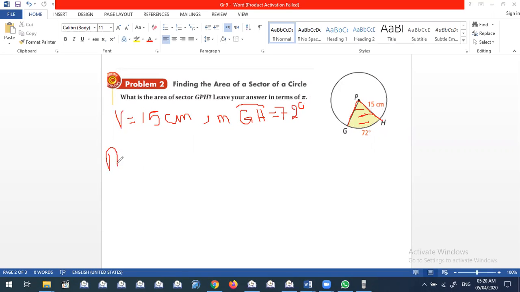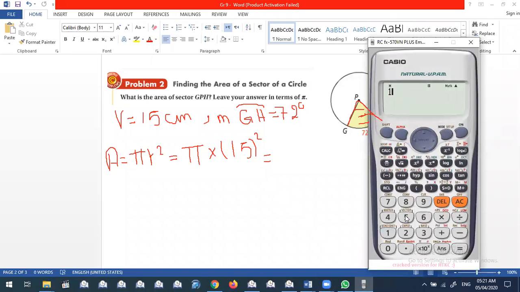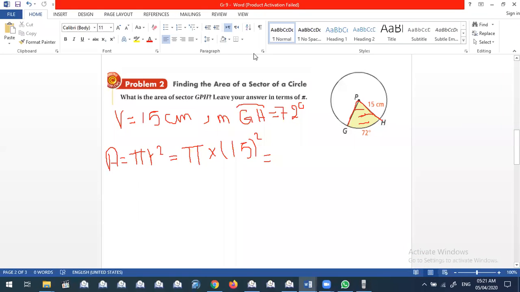First, let's find the area of the circle. Area of the circle equals, according to our rule, pi r squared. So it will be pi times our radius, which is 15, to the power of 2. Let's find 15 to the power of 2. 15 to the power of 2 equals 225. So it will be 225 pi. This is the area of the circle.